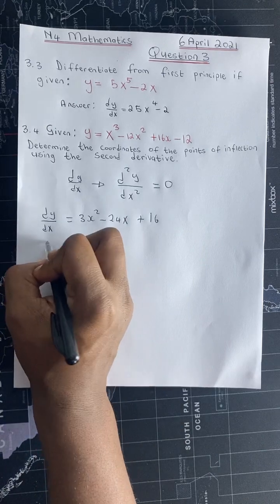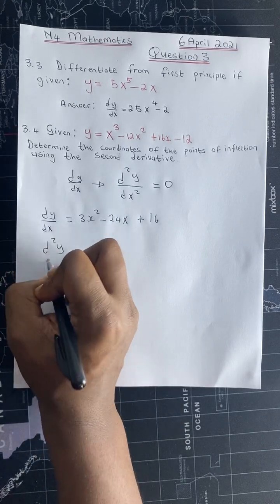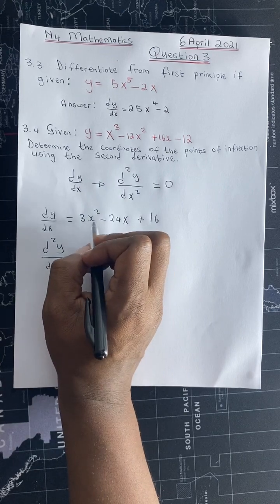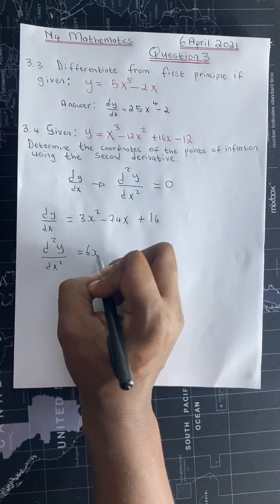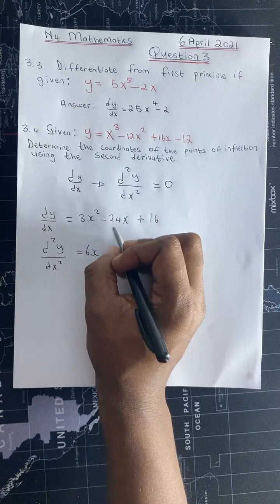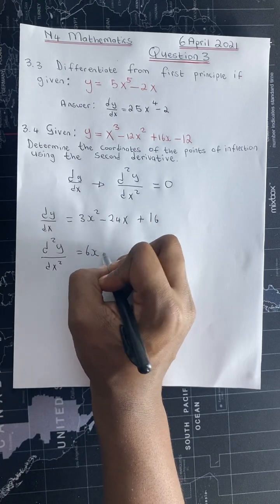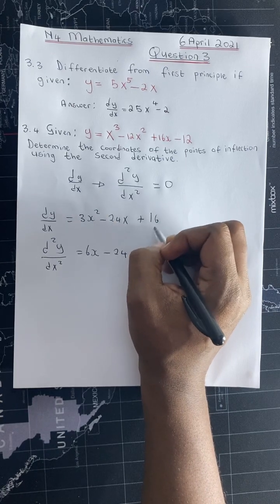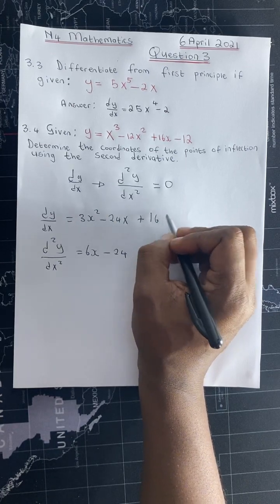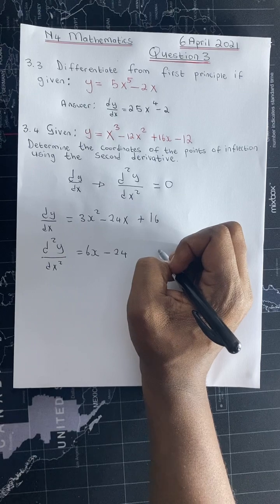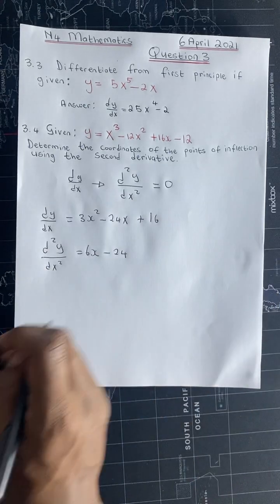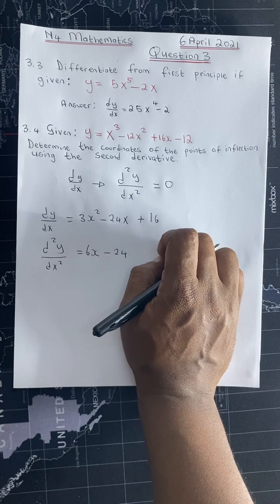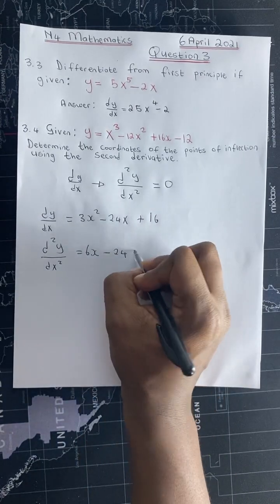So we have to look for the second derivative. The derivative of 3x squared is equal to 6x, and the derivative of negative 24x is equal to negative 24. And since the 16 is not attached to any x, we treat it as a constant, so the derivative of the 16 will be equal to 0. And like I said, to determine the x coordinate of the point of inflection, we have to equate this to 0.